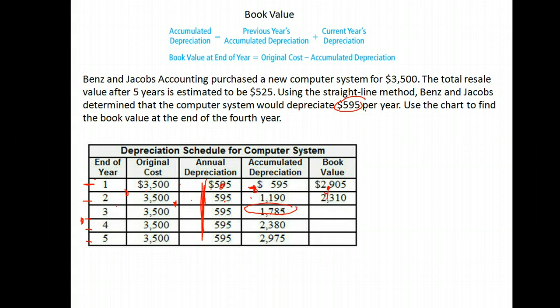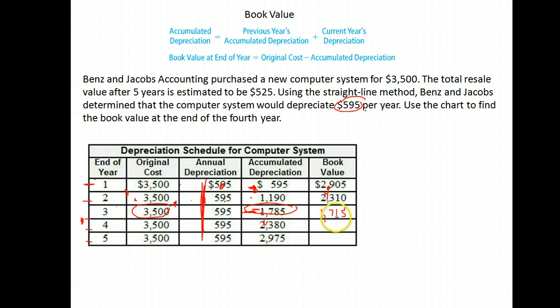So let's say I wanted to find the book value in year 3. It was originally worth $3,500. I subtract the accumulated depreciation of $1,785. And I find that it's only worth $1,715.